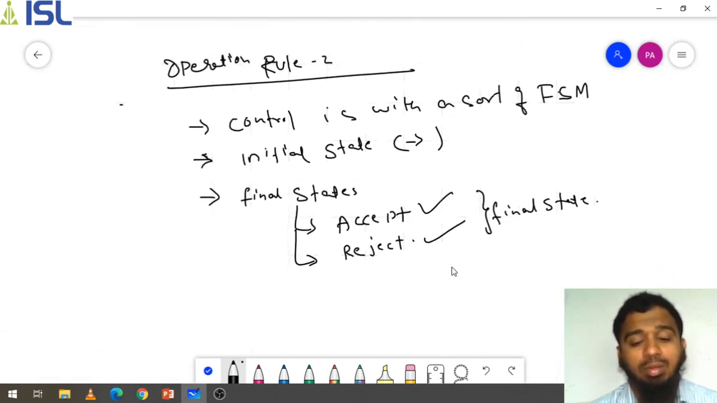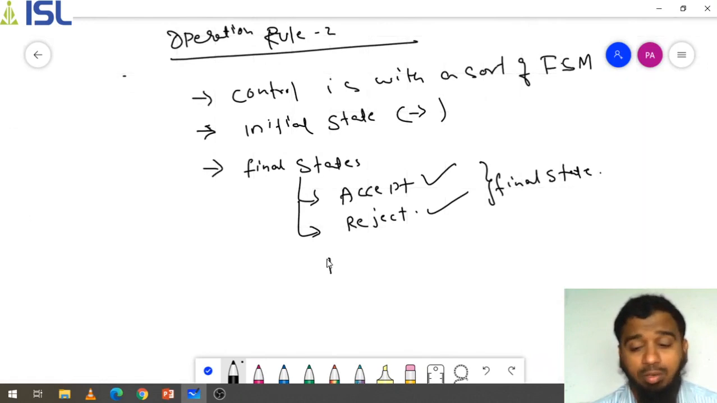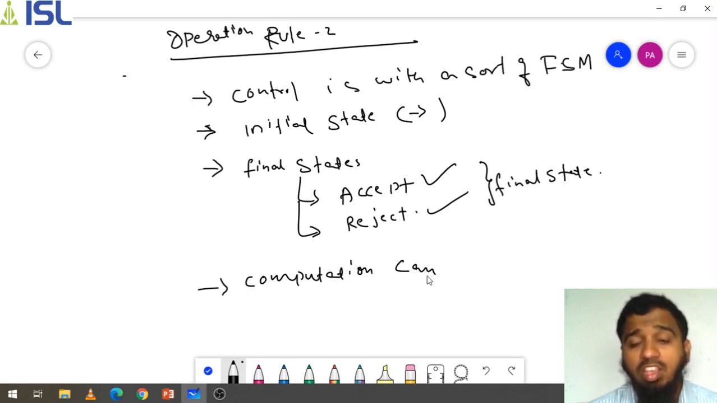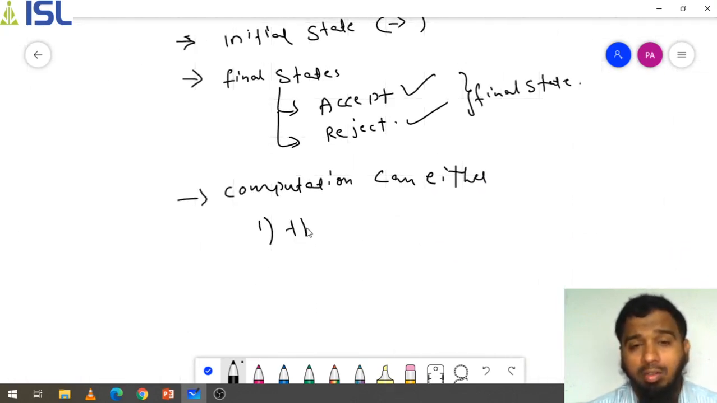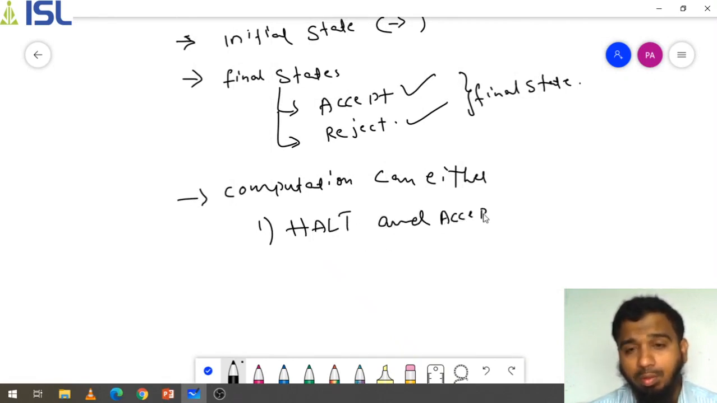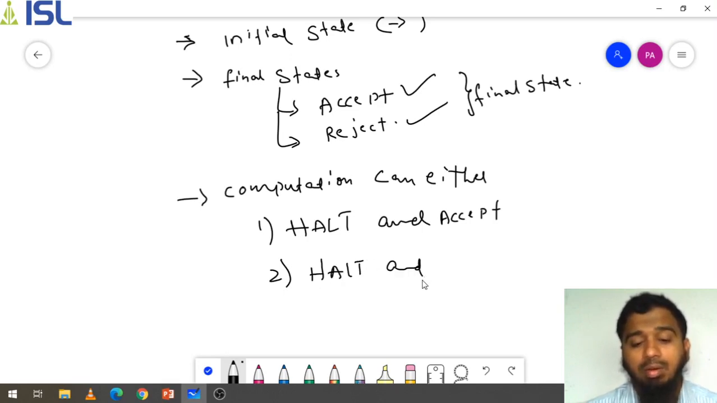Clear? Okay. And as per your syllabus, the computation can either halt and accept. There will be a computation like halt, it will stop somewhere and it will accept anything. Or halt and reject.